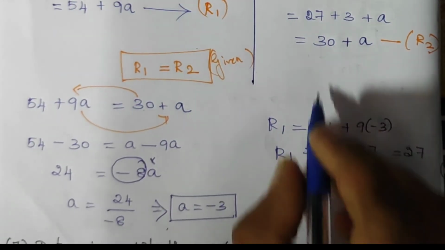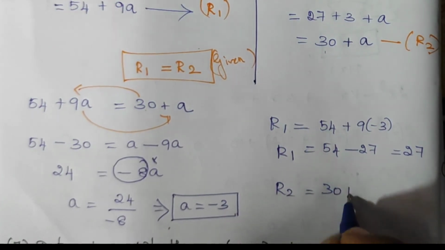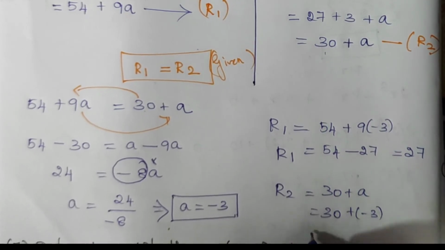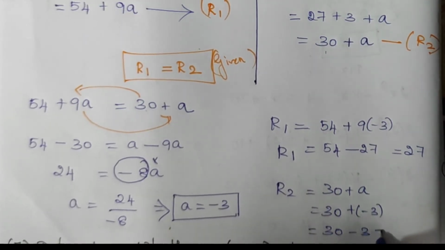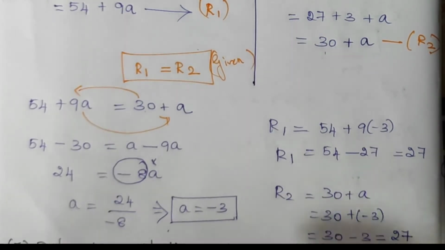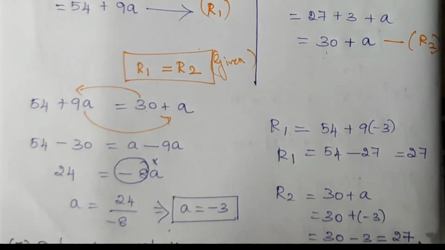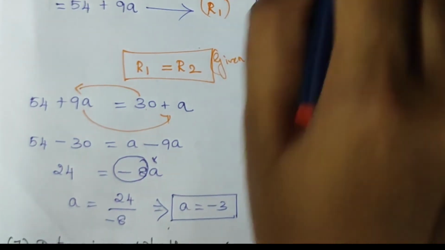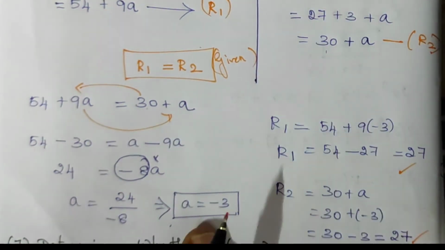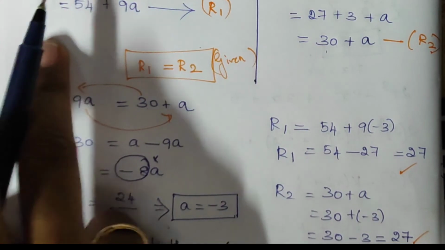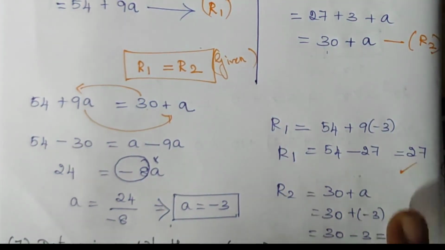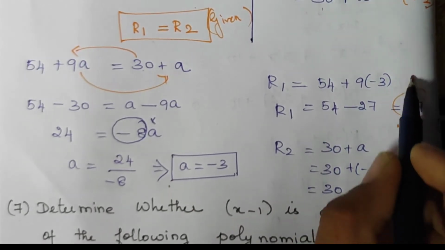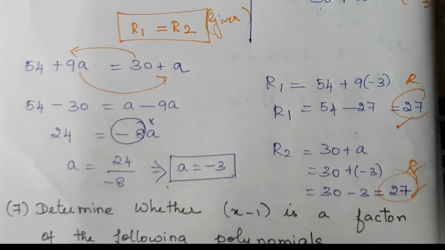And R2 is equal to 30 plus a, right? So 30 plus minus 3. So 30 minus 3 is equal to 27. So we are also proving that the two polynomials have the same remainder. When you substitute a is equal to minus 3 in R1 as well as R2, we are getting the same remainder. Therefore, the remainder is 27.